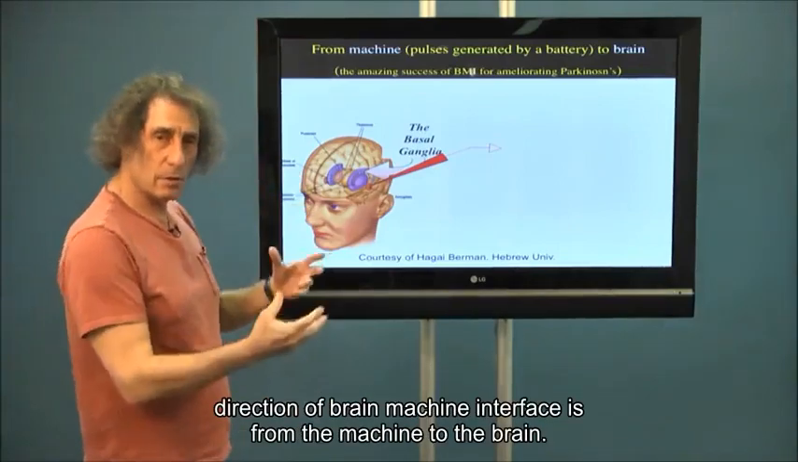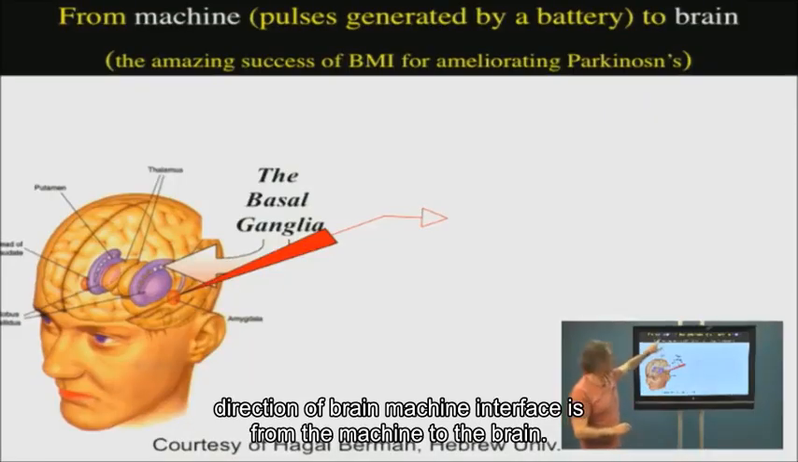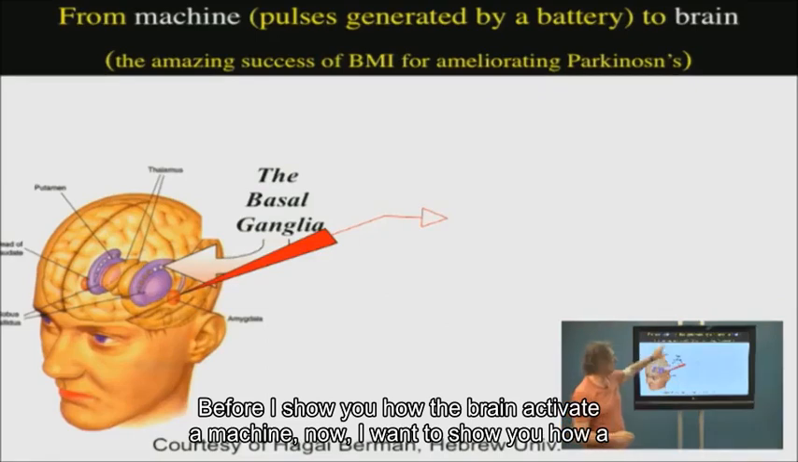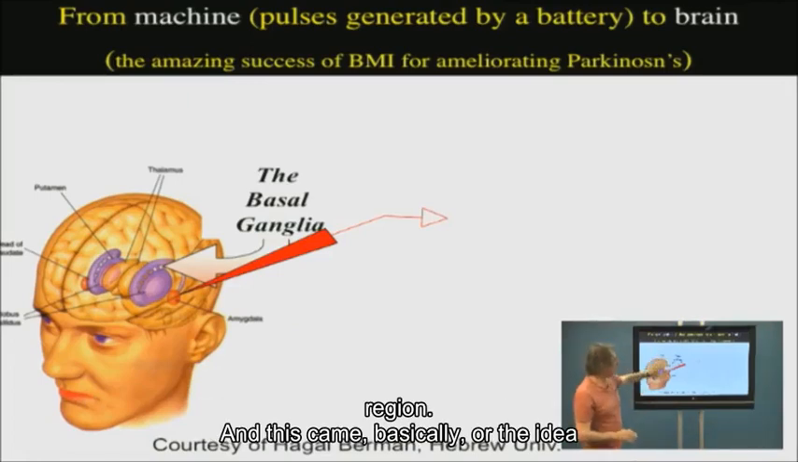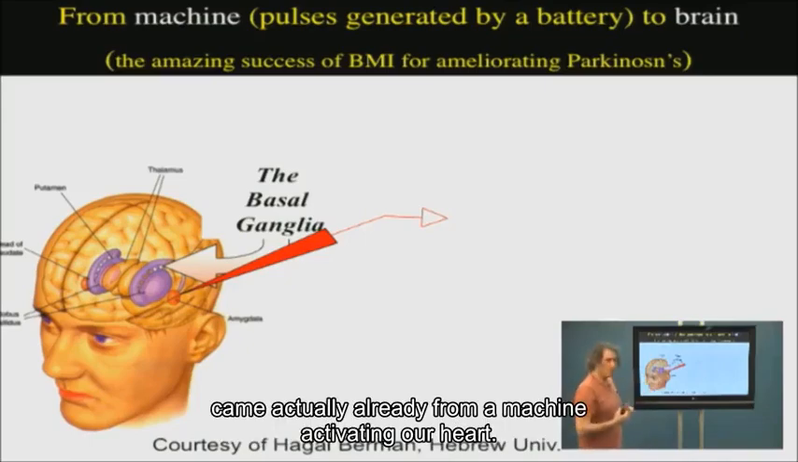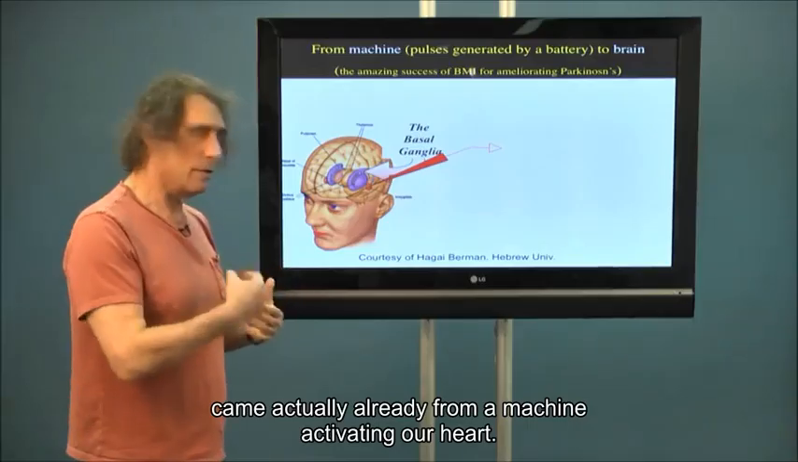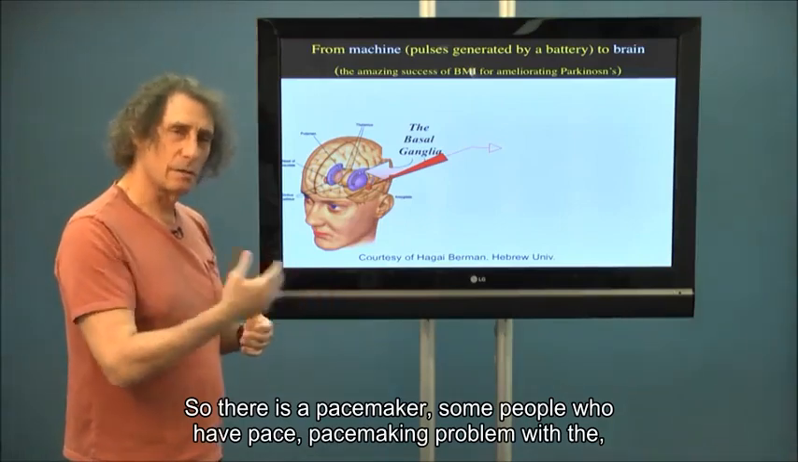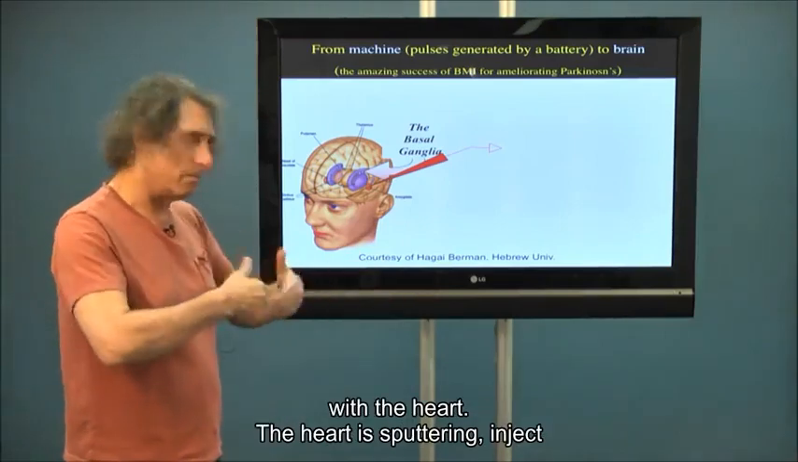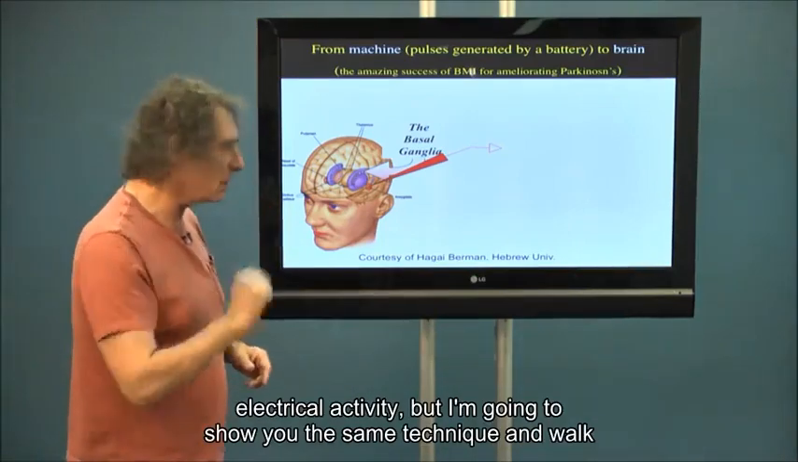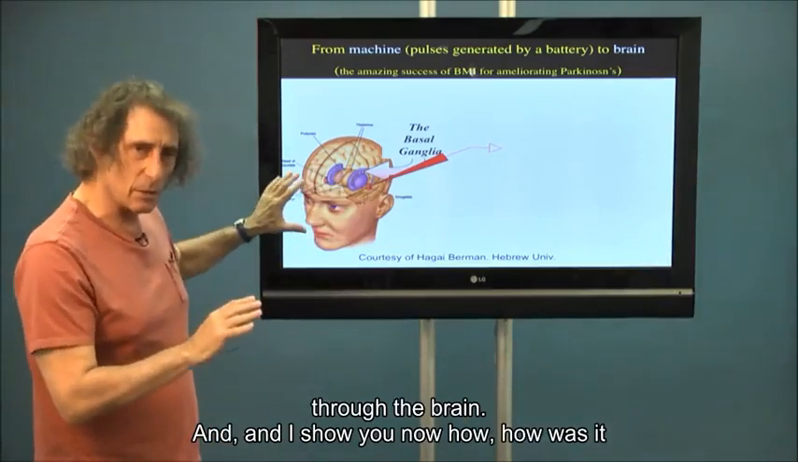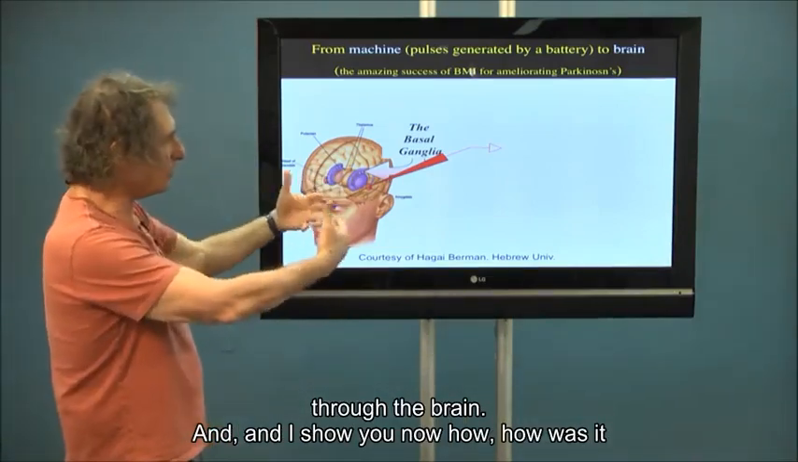The other direction of brain-machine interface is from the machine to the brain. Before I showed you how the brain activates a machine, now I want to show you how a machine, in this case a battery, which is a machine, activates a particular brain region. And the idea came actually from a machine activating our heart. There is a pacemaker for some people who have pacemaking problems with the heart. There is this battery that injects electrical activity, but I'm going to show you that the same technique can work for the brain. And I'll show you now how it was developed.